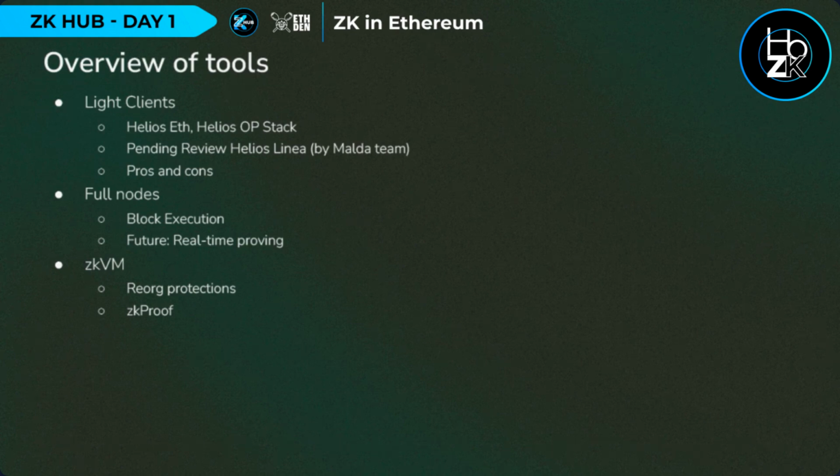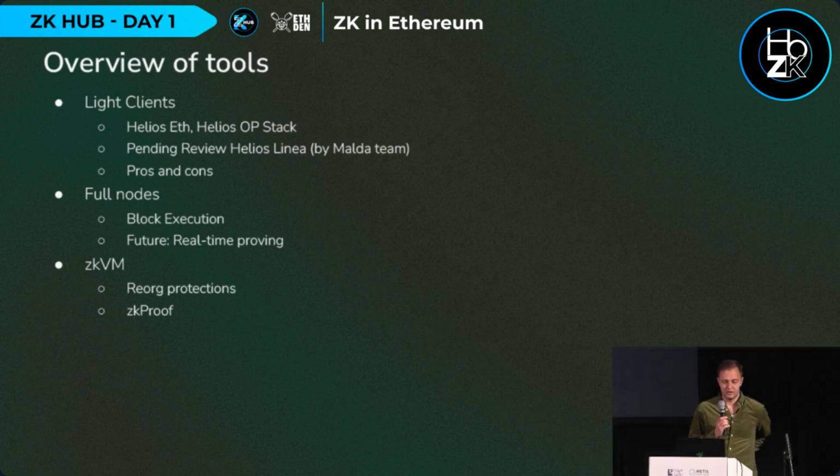So you actually have a couple of tools that you can use in a sequencer architecture. You can use light clients, so Helios, Helios OpenStack are very good tools to get the sequencer commitments or the beacon chain commitments, and you can use that to generate a zero-knowledge proof. There will also be a Helios Linea implementation that we were doing, so super proud of the team about that.